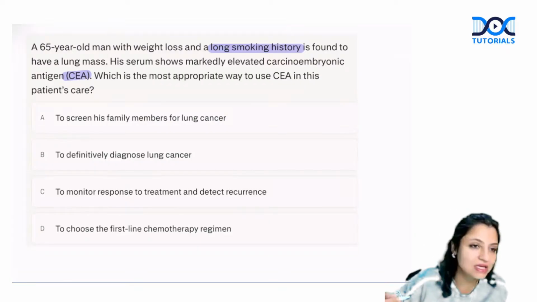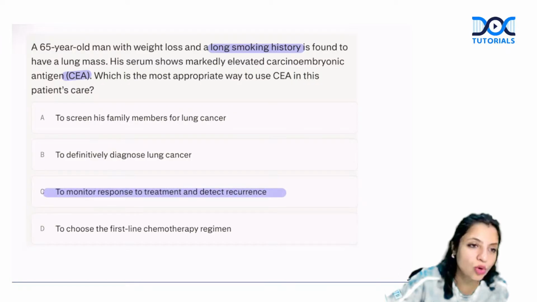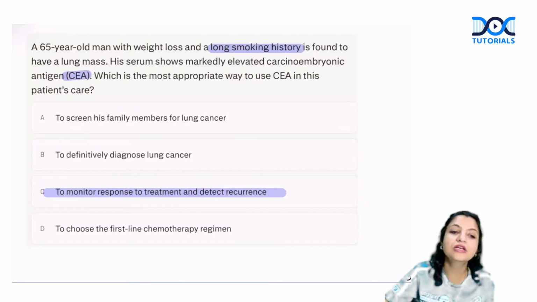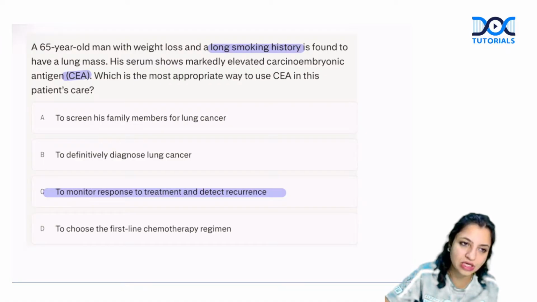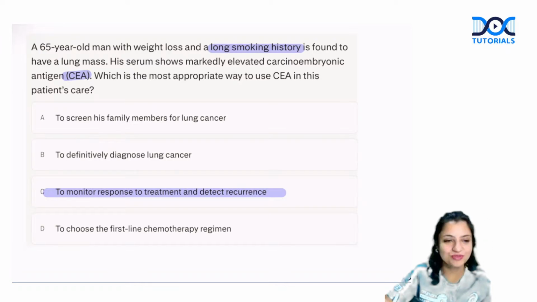So remember, CEA is non-specific and basically it is used to follow up the patient, to monitor the patient and to identify if there is recurrence, how the patient is responding to therapy. So monitoring is the most important key here. Okay. So that is about tumor markers, which everybody should be clear about. And that's all, guys. So that is tumor markers, which you should know, right?